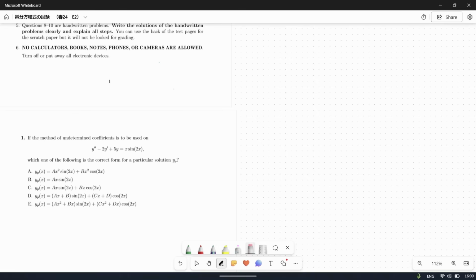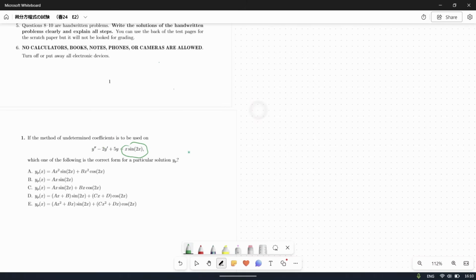Alright, number 1. If the method of undetermined coefficients is to be used on y double prime minus 2y prime plus 5y is equal to x sine of 2x, which of the following is the correct form for a particular solution y sub p? So in this question, we're dealing with an inhomogeneous linear second order differential equation. It's inhomogeneous because of this x sine of 2x term here, and it's second order because there's a second derivative here. That's the highest derivative of this differential equation.